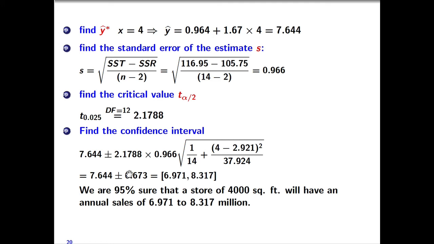And using your calculator, you'll be able to find this value, 0.673. So the confidence interval for this example will be 6.971 as the lower limit, 8.317 as the upper limit. And here's the concluding remark. We are 95% sure that a store of 4,000 square feet will have annual sales of 6.971 to 8.317 million.